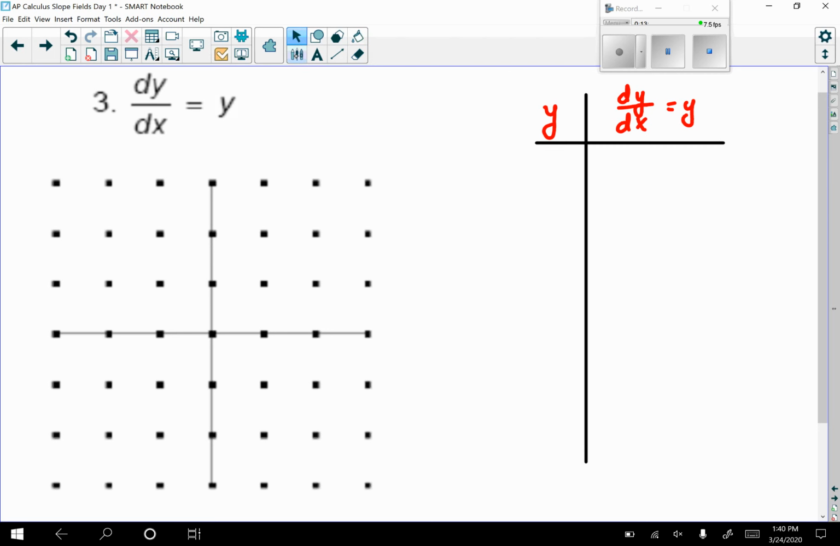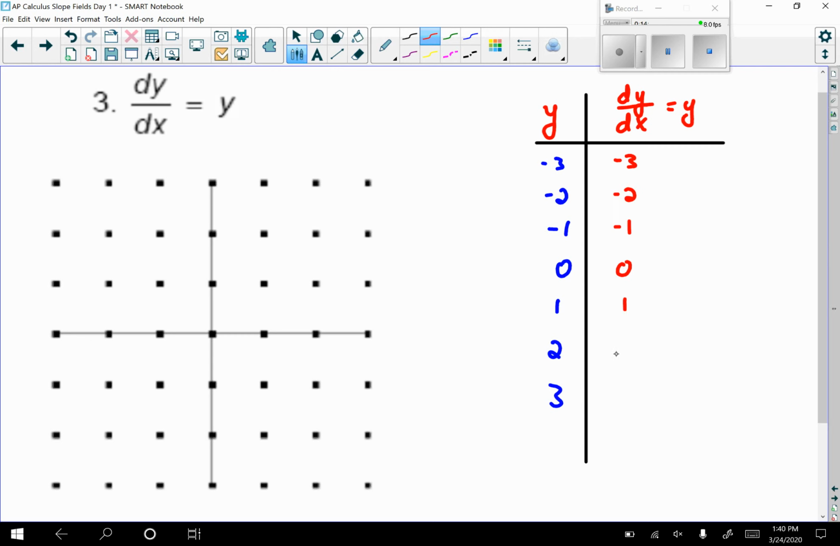So what this means, notice my y values now, I'm going to count going up and down, and I still go from -3 up to +3. Now, if dy over dx is equal to y, then if y is -3, my slope, my derivative, is also -3. If it's -2, so these all match. But now I'm going across the rows here, so if I'm down here at -3, every little mark going across horizontally is going to have a slope of -3.